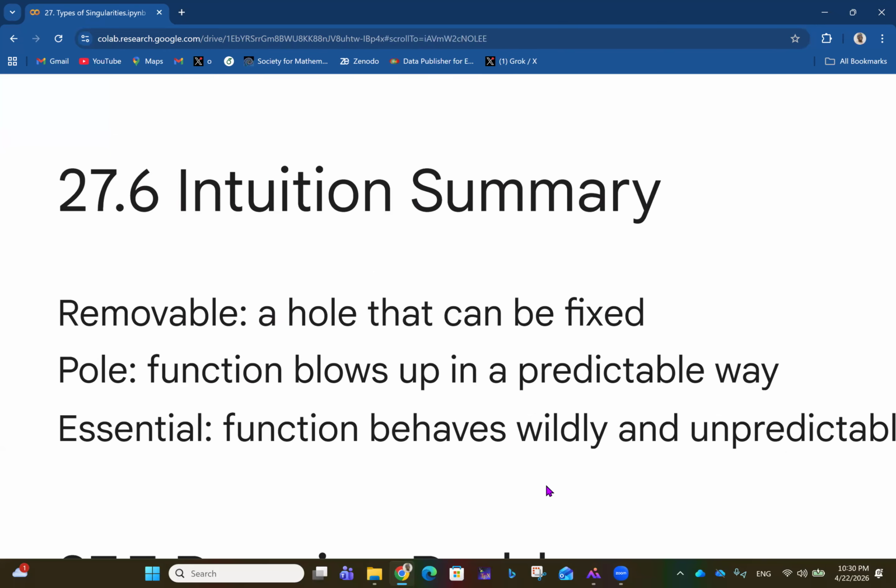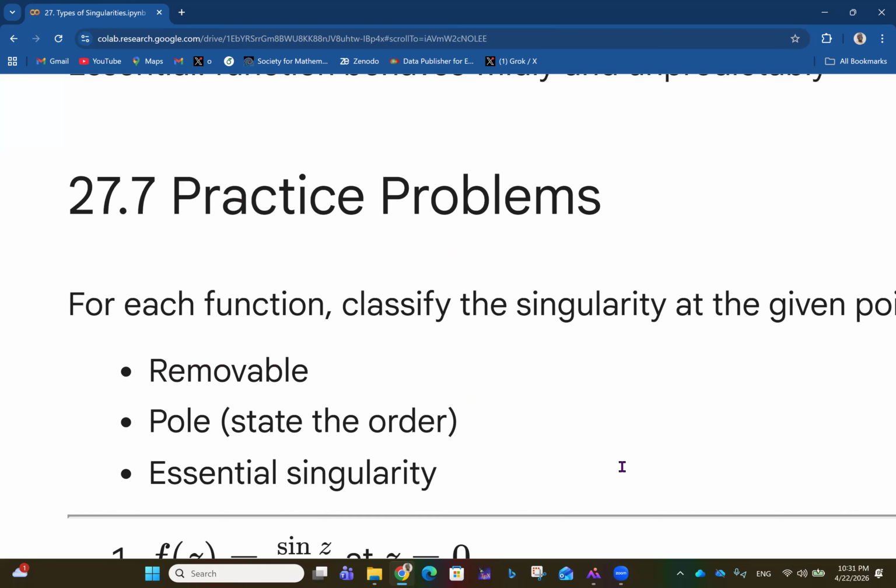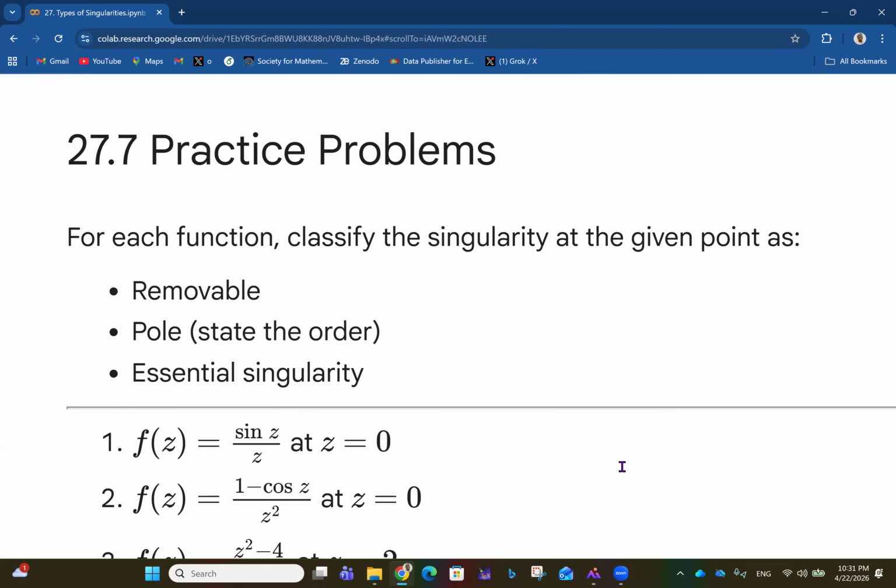So the intuition summary tells us that a removable singularity is a hole that can be fixed. A pole is a function that blows up in a predictable way. An essential singularity is a function that behaves wildly and unpredictably. In essence, it is chaotic. Then we move on to the practice problems. For each function, classify the singularity at the given point as removable, pole, in which case you have to state the order, or essential singularity, and you also want to name it.